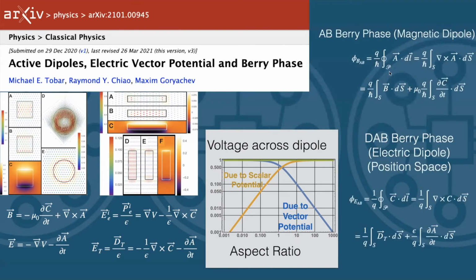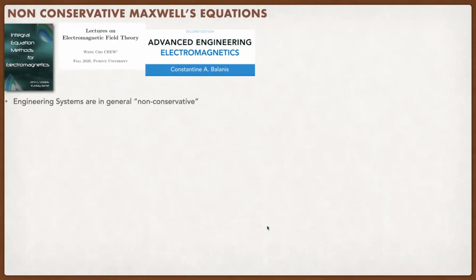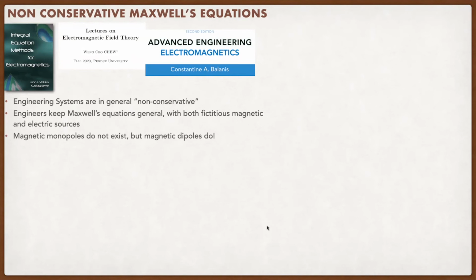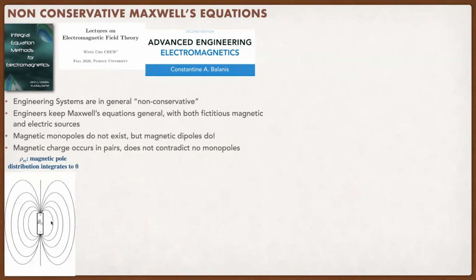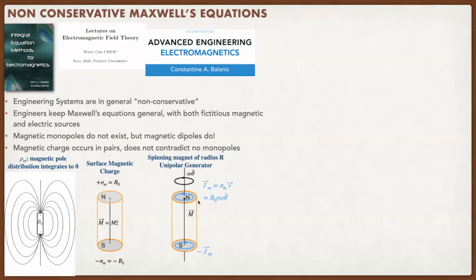The magnetic dipole has a magnetic Berry phase, and the active electric dipole has an electric Berry phase. Engineering systems are in general non-conservative. Magnetic monopoles do not exist, but magnetic dipoles do. So let's look at a magnetic dipole. It has surface magnetic charge, and if we spin that, we get effective surface magnetic currents. We can calculate what they are.